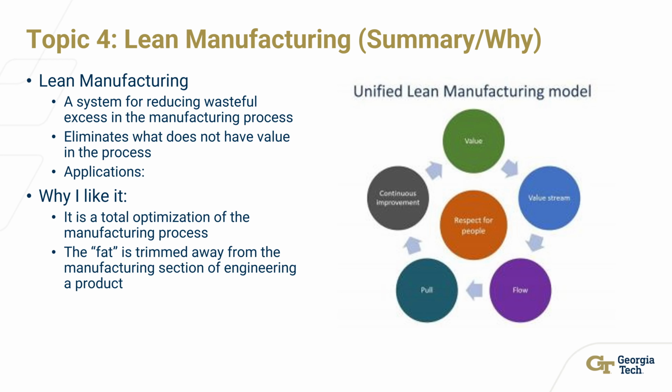Lean manufacturing. This was something I also researched in class that I found was a really interesting model for how we go forwards with improving our engineering processes and getting them to a better spot. It is a system for reducing wasteful excess in the manufacturing process. It eliminates what does not have value in the process. So applications you'll find are generally within factories, especially the automotive industry. You see this a lot in Japan.